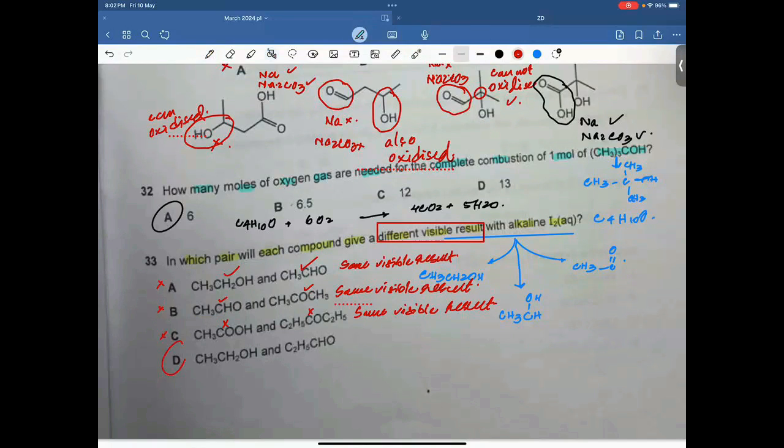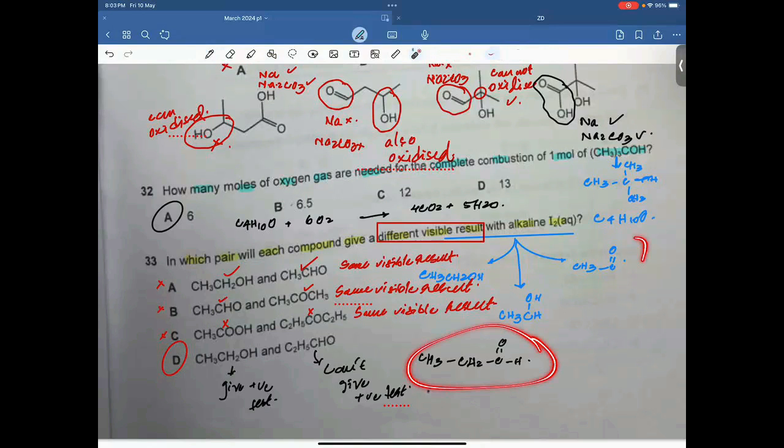The right answer is going to be D. Let me check D. This will give a positive test, and this cannot give a positive test because it doesn't have a CH3CO group. How can I decide so quickly? Because I have an idea about the structure. If you have an idea about the structure, you can decide without any issue. So that's the structure, that's the formula. Now, this formula doesn't have this group, right? Which means this cannot give you the test. So D must be the right answer because you will get a different visible result in that particular option.